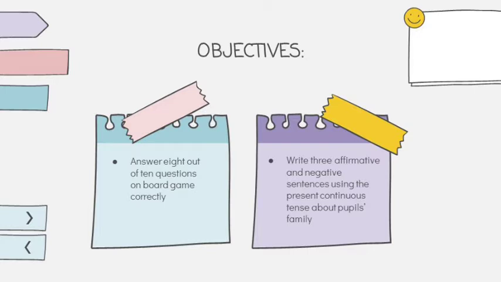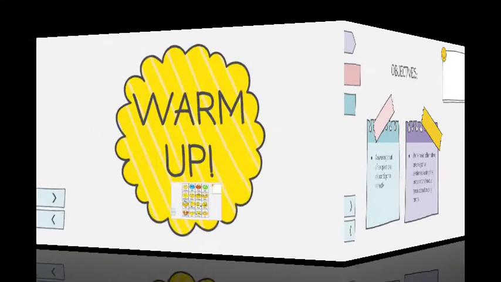Before we proceed to our lesson for today, let me introduce to you the objectives for today's lesson. The first one, you are going to answer 8 out of 10 questions on board game correctly. Second one is you are going to write 3 affirmative and 3 negative sentences by using the present continuous tense about your family. Basically, for today, you are going to answer some quiz and write simple sentences.